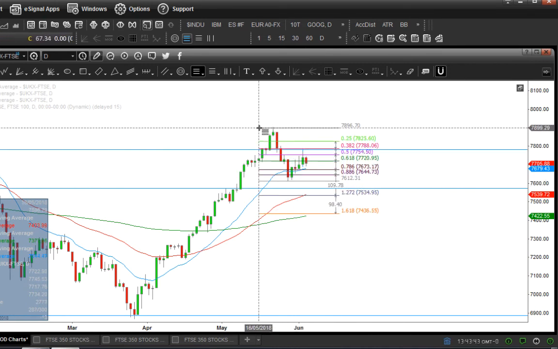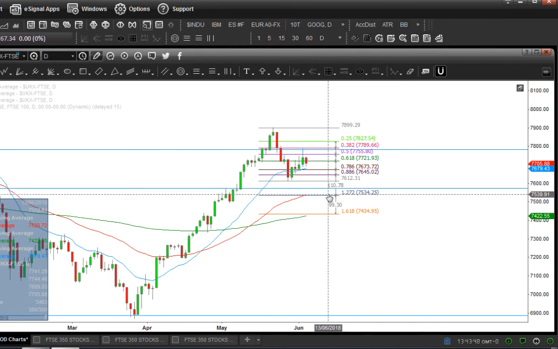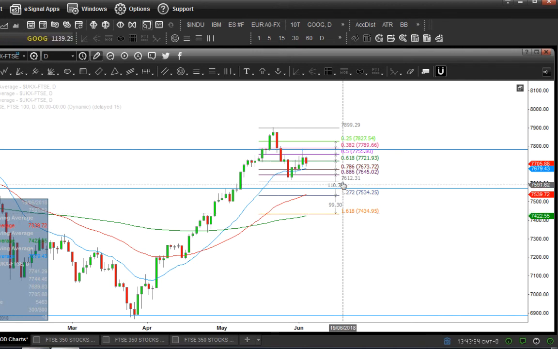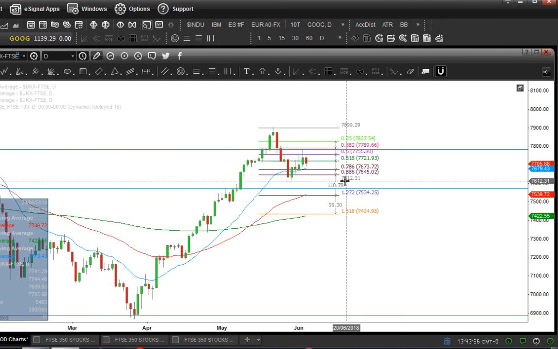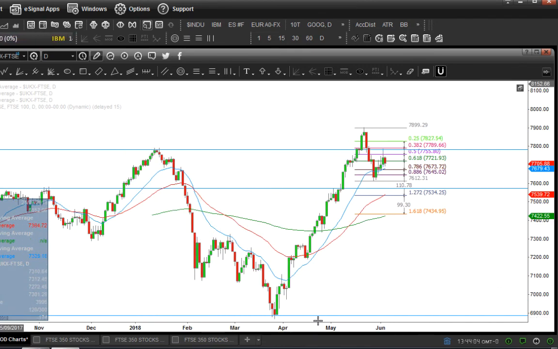So if we extend, we can see the 1.272 all the way down here at 7,539, and the 1.618 at 7,433. Okay, so that's decent reward to risk. That's about, if we're risking 2% for 6, that's a 3-to-1, a very straightforward 3-to-1 if it goes our way. Okay, so this is a reversal.